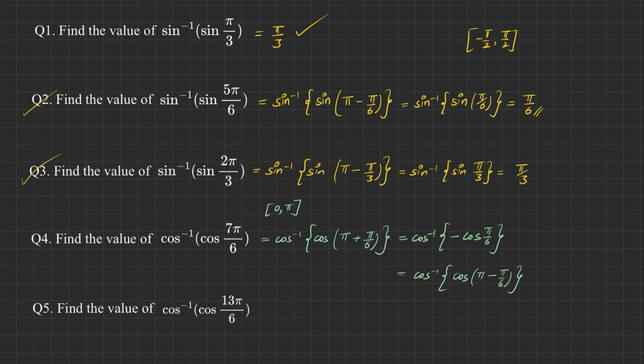So hence it will be cos inverse cos, so if we solve it, you will get 5 pi by 6, because cos inverse of cos theta is theta, and 5 pi by 6 belongs to its principal value range, that is 0 to pi. Hence the answer is 5 pi by 6. So question number 4 done.